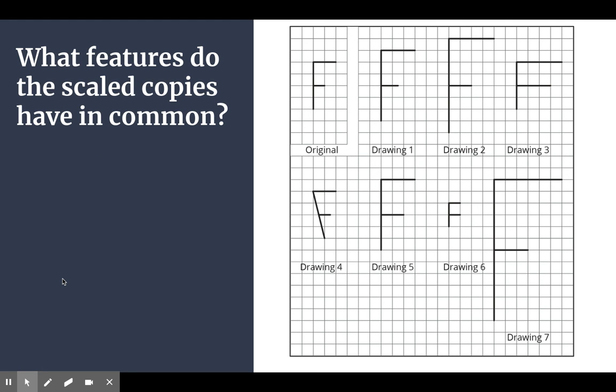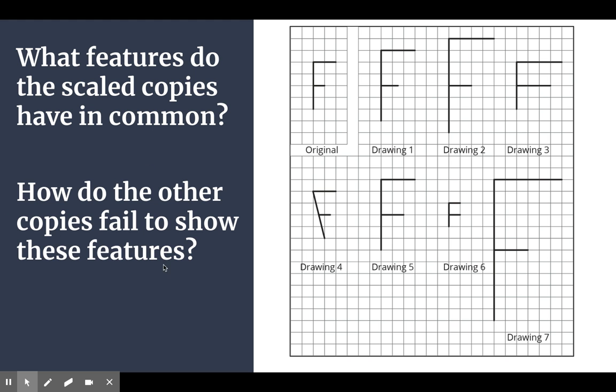Now, before we wrap up, I want to discuss this last question with everybody. How do the other copies fail to show these features? So we just mentioned it in the slide before that drawing 3, drawing 4, drawing 5, and drawing 6 were not scale copies.